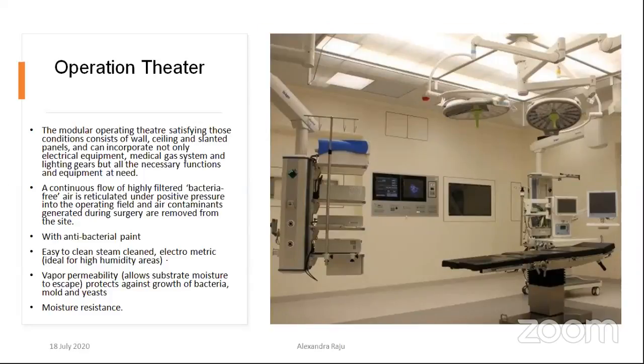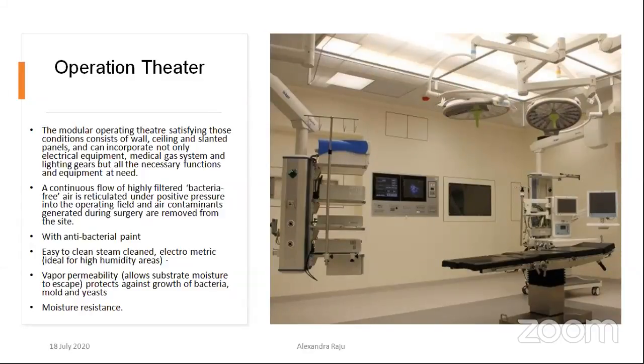The major difference is that the modular OT consists of modules. It consists of walls, ceilings, and slanted panels with high pressure lamination, then an antimicrobial surface. Modular OT maintains a positive airflow. A positive pressure is maintained inside the operation theater. It can incorporate new changes easily.